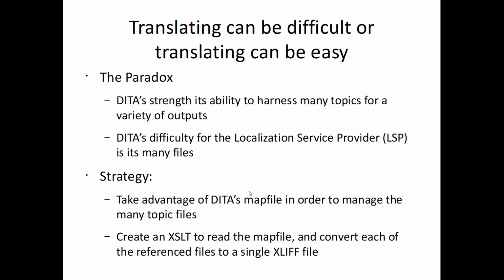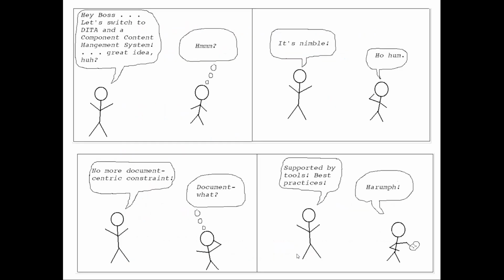So those are the open standards. Let's run those open standards through an example of translating DITA. We talked about this before, the paradox of DITA. DITA's strength is all of its topics, but its difficulty is all of its topics. The strategy is to take advantage of DITA's map files and to create an XSLT that can read the map file and convert each referenced file into a single XLIFF file.